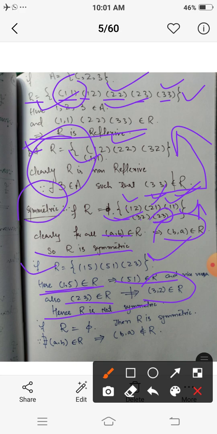If R is empty, then clearly R is symmetric in nature. Why? Because if R is empty, there does not exist any element. Hence we cannot say that there exists an element (a,b) in R for which (b,a) does not belong to R, because R is the empty set. So that is why this R is always symmetric in nature. Similarly, if we consider the universal relation on any set, then clearly it is symmetric in nature because each and every ordered pair exists in that very relation.